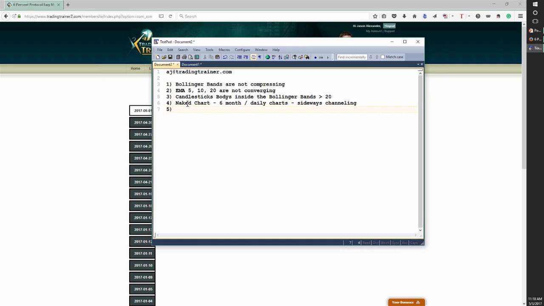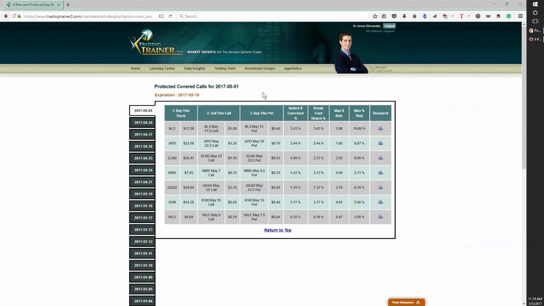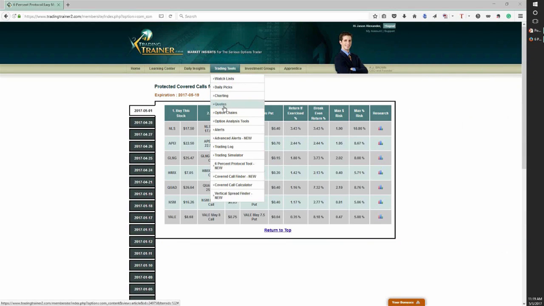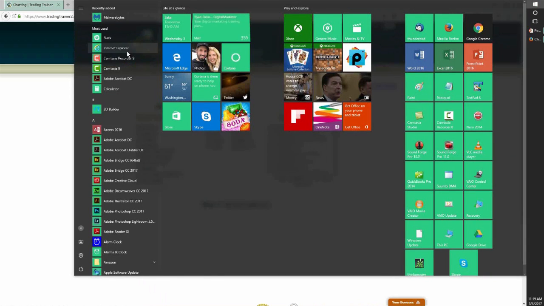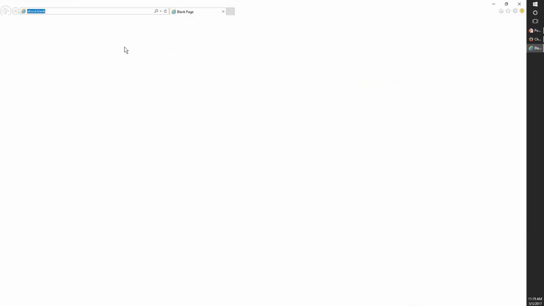The 5th test that I like to apply is I like to look for clear support and resistance. Let's actually look at a chart. Let's find one that we can pull up here. I'm actually going to open up and log in using my Internet Explorer here.